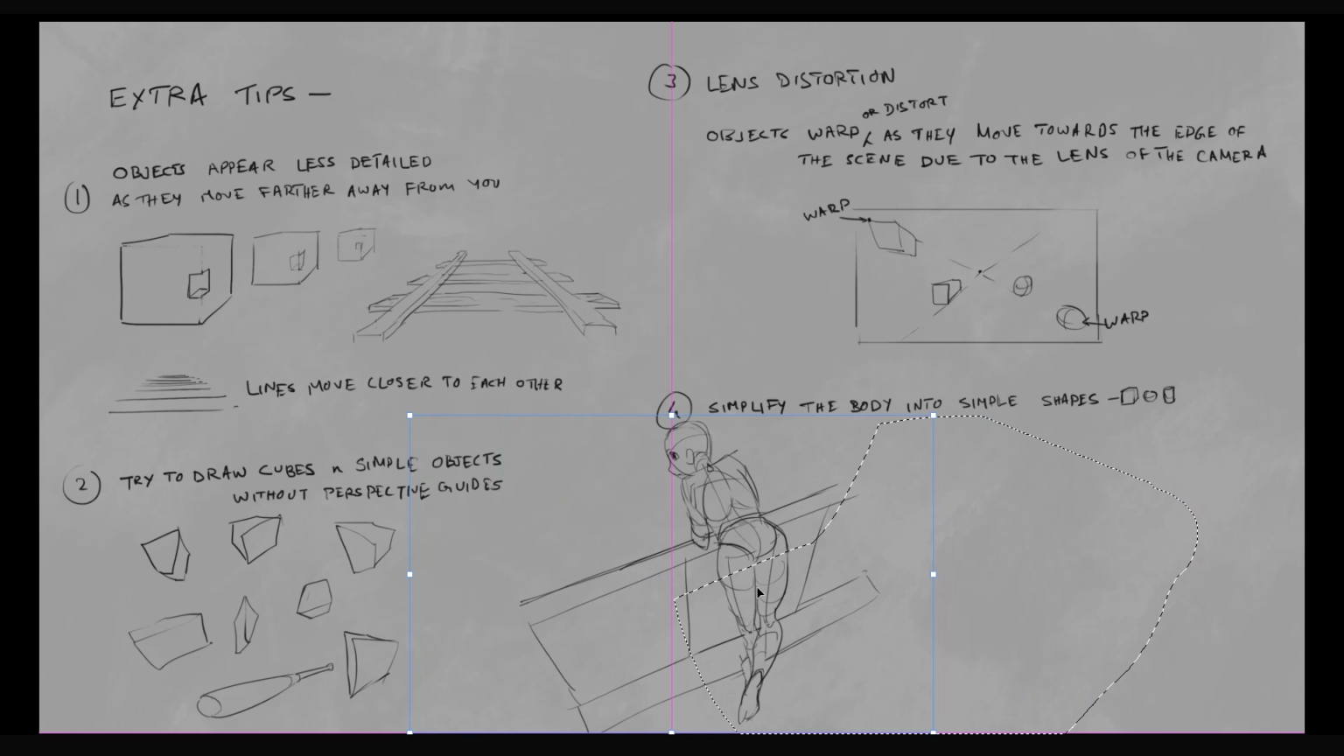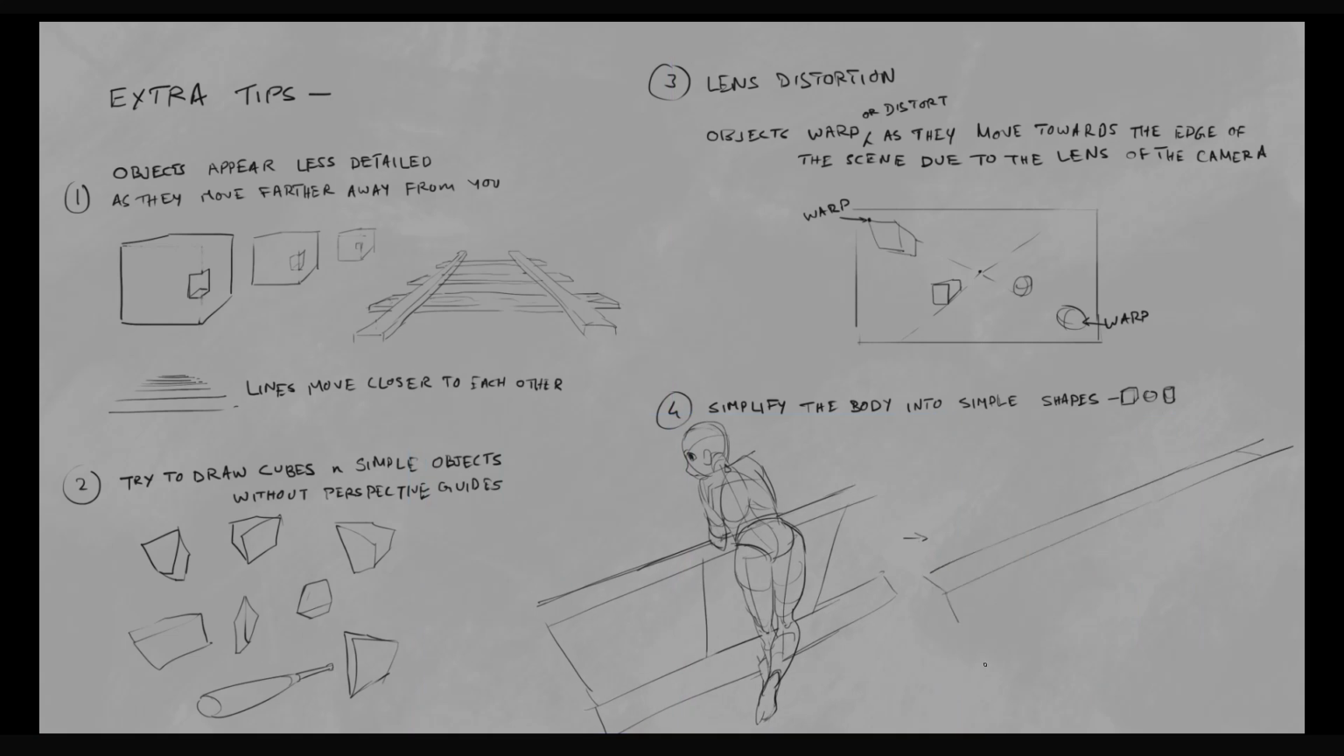The fourth tip would be to draw characters in perspective. The most important tip is to simplify the characters, or the parts of the human body, into simple shapes. Her legs are like cylinders, her body is like a cube, the arms are like cylinders, the head is a sphere. So try to simplify everything that you see in the human body into simple shapes, and then it will become really easy for you to draw in perspective.